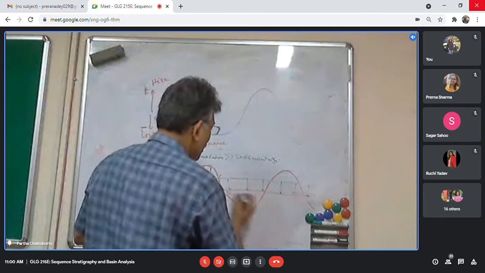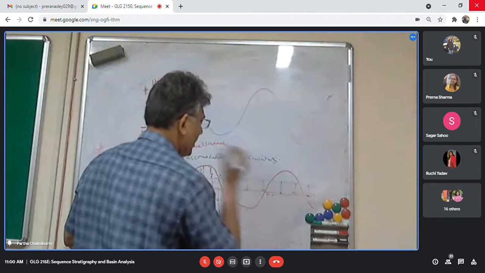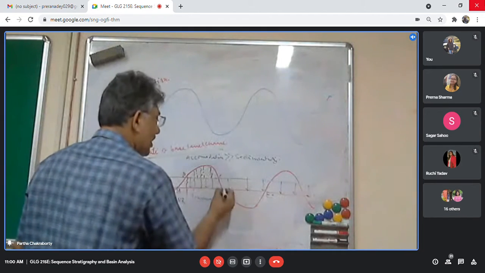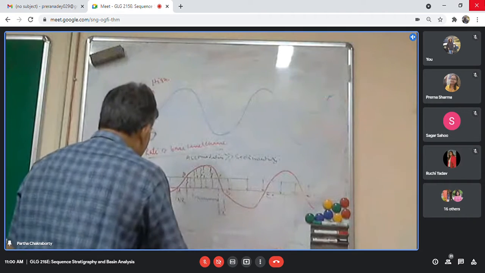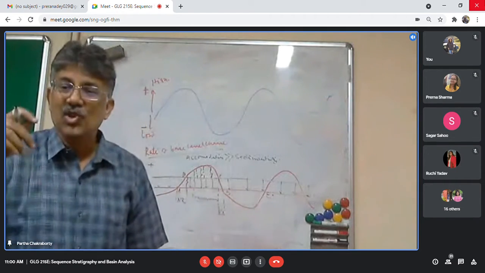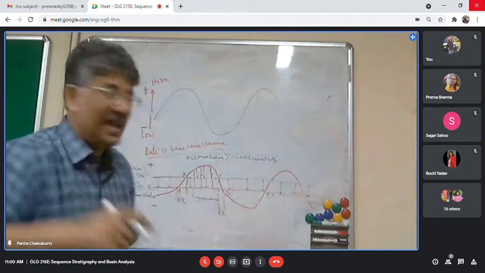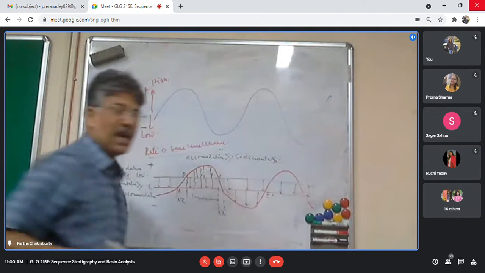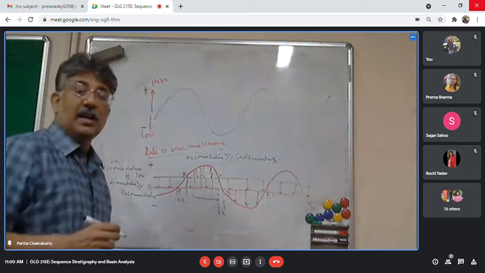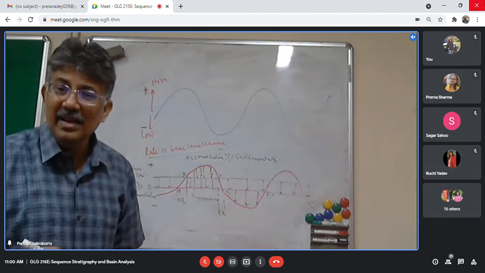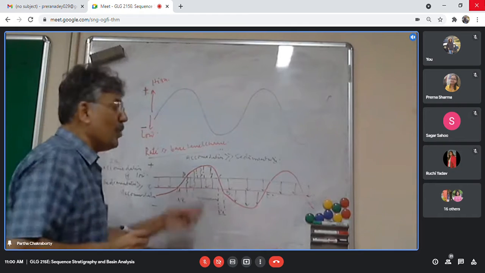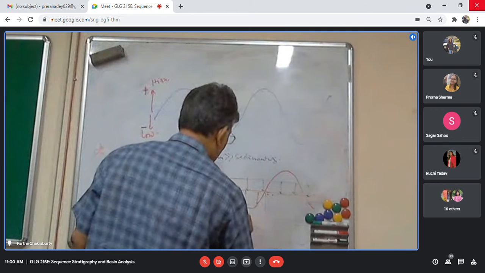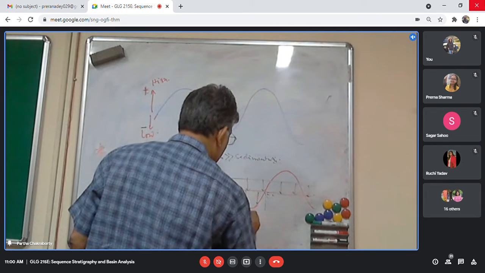Then you come to this portion, DE. What is DE? Here you have your red car, it has gone to the negative side of the equilibrium, and then you are getting a negative accommodation. Negative accommodation, what does it mean? It means that you are basically getting erosion. So this portion, what we call the forced regression.